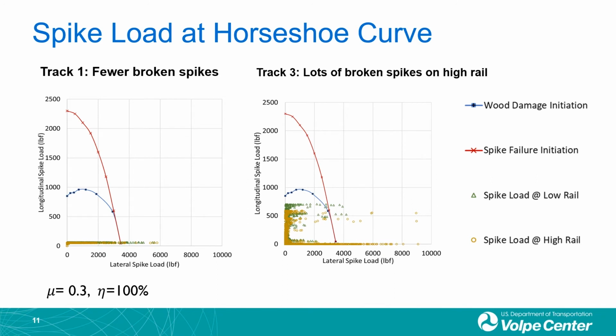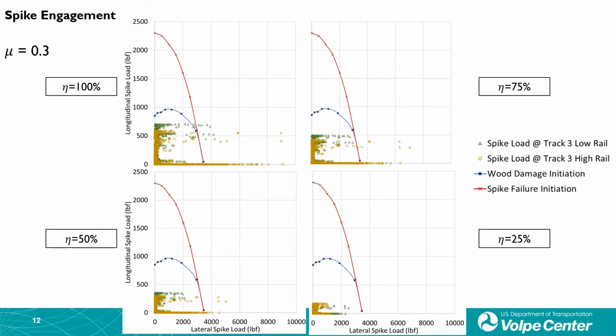On track 1, you can see a few lateral spike loads beyond the curve, and on track 3, there are some lateral spike loads and combined lateral and longitudinal spike loads outside the curve. This slide evaluates the effect of spike engagement by assuming eta equal to 100%, 75%, 50%, and 25%, meaning the percentage of the plate load distributed to each single spike. Ideally, if there are 4 spikes within a plate, each spike would get even load distribution from the plate, which is 25%.